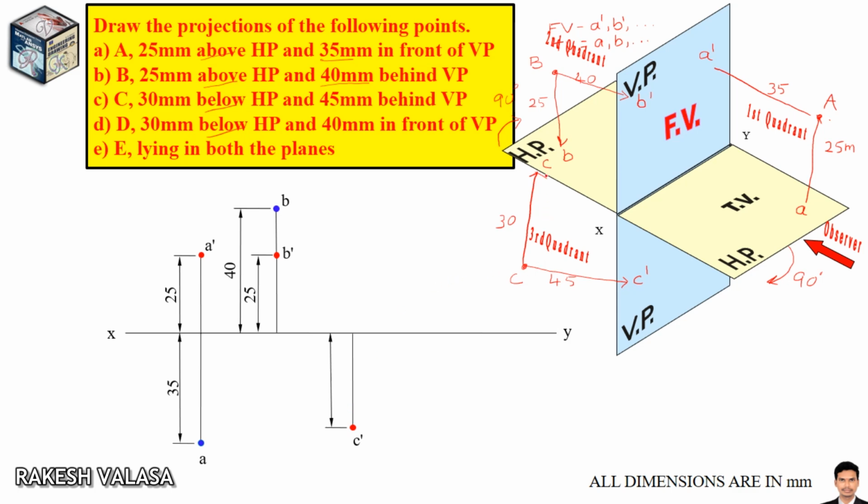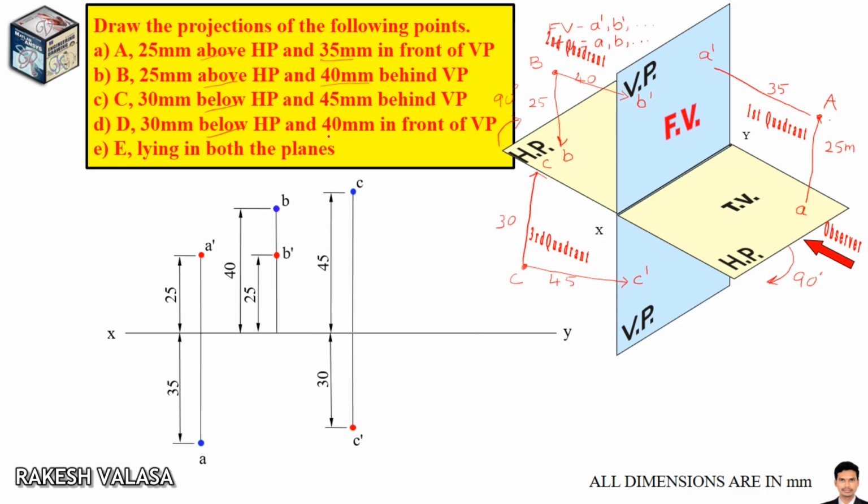So this top view goes above XY. So that distance is 45 mm. This 45 distance appears in the top view. So from the same projector line, draw the 45 mm behind VP. So this is top view C. So give the dimension 45.